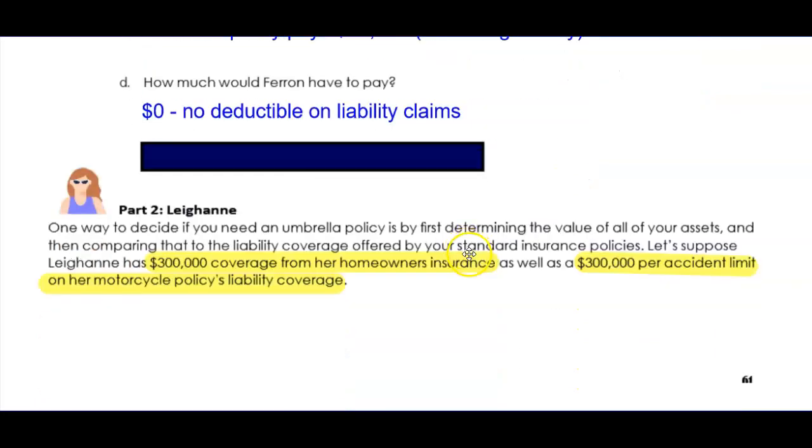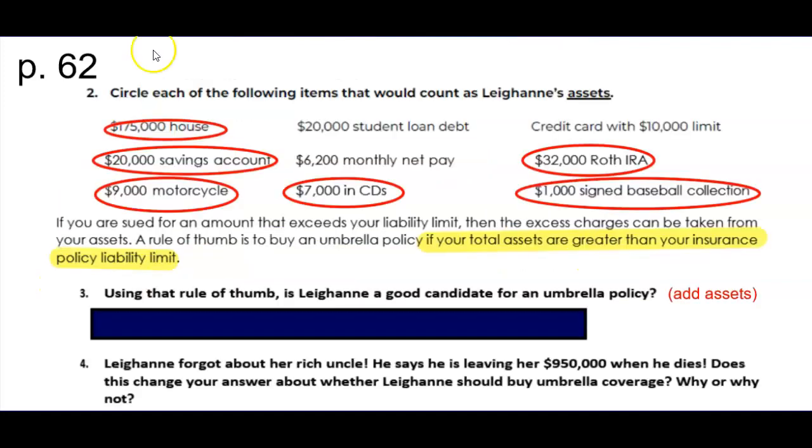All right, Leanne, in part 2 here. First you want to determine how much your assets come to and compare that to the coverage offered by your standard policy. So let's suppose that she's got $300,000 of coverage from her homeowner's insurance, and she's got $300,000 per accident limit on her motorcycle policy's liability coverage. So we've got 300 and 300. Keep that in mind.